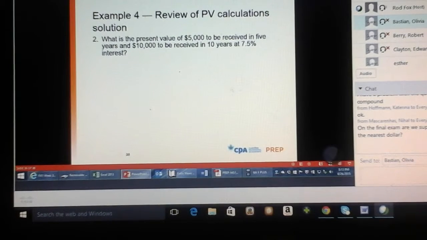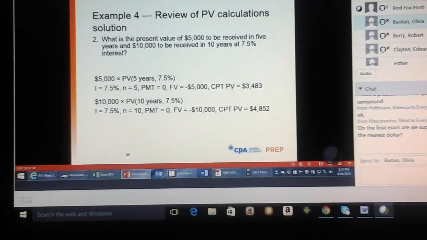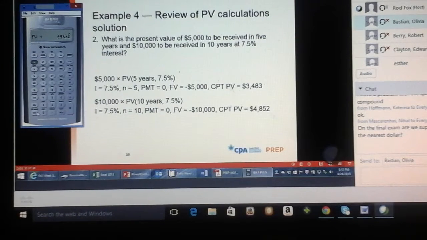Okay, what is the present value of 5,000 to be received in 5 years and 10,000 to be received in 10 years at 7.5% interest? Okay, so I'm going to bring my calculator back up. I'm going to hit the clear button twice to get rid of all the information from the last question. So 7.5, IY is the 7.5% here.